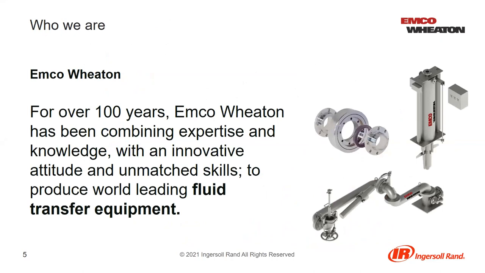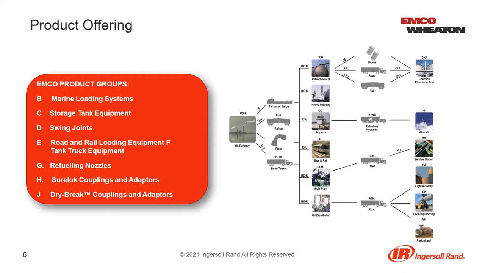Now coming to Emco Wheaton, who we are. Emco Wheaton is a company in the field of loading and unloading of fluids and gases, with experience of more than 100 years, an innovative attitude and the skills to help you, as we just said, make life better, providing the best solution for fluid or gas transfer equipment. Loading systems is one part of Emco Wheaton, divided into marine loading systems and land loading systems. But we also offer several other products like refueling nozzles, swing joints, dry break couplings, and adapters. Whenever you have a request for these types of products, don't hesitate to contact us. We will be here to help you.